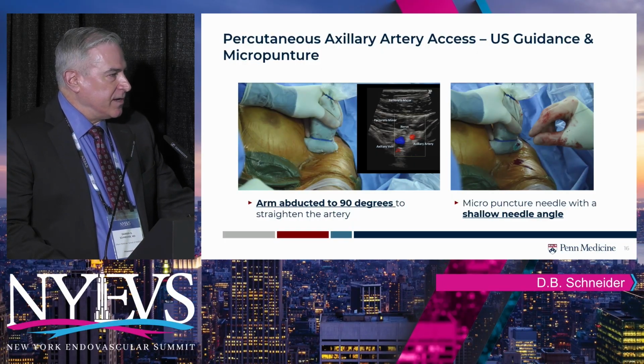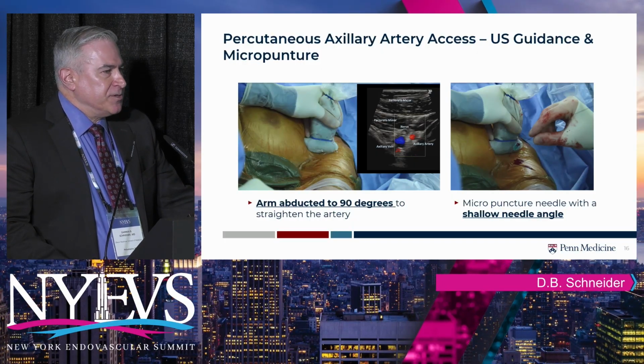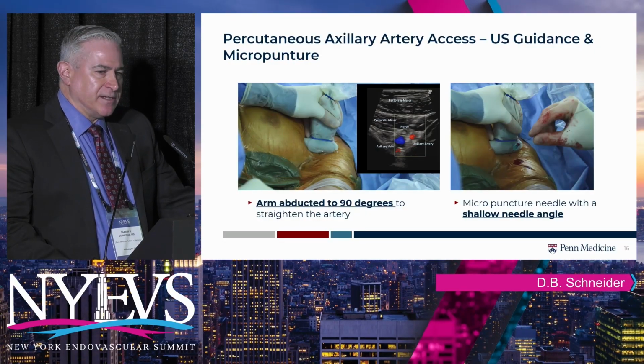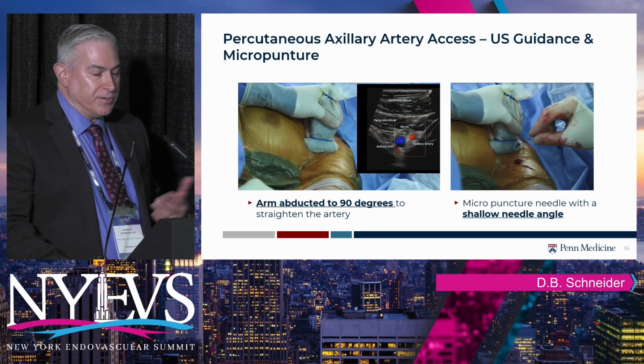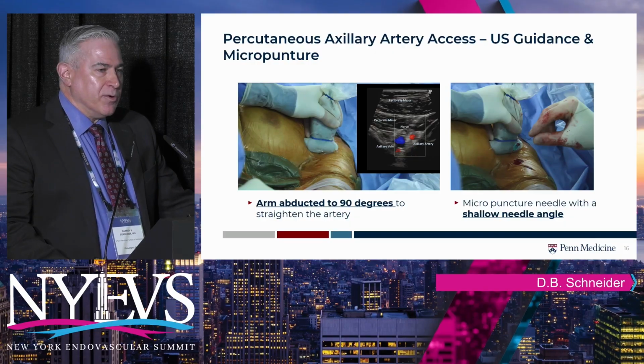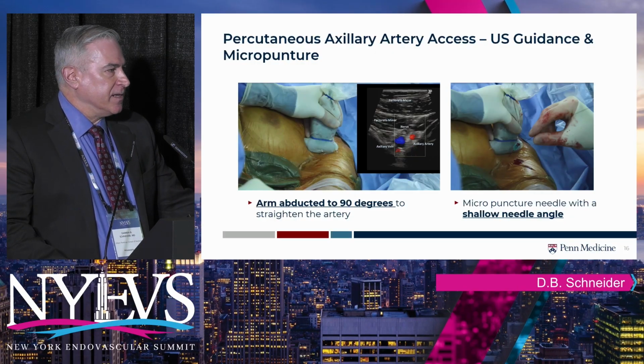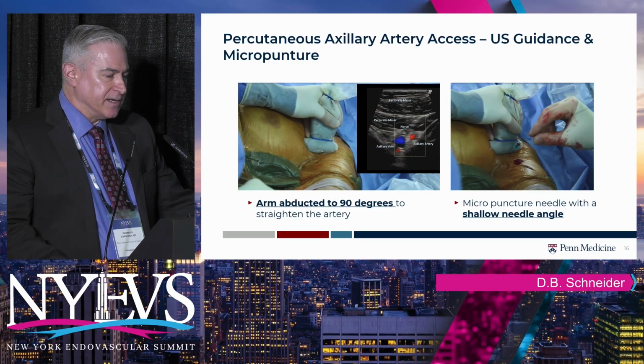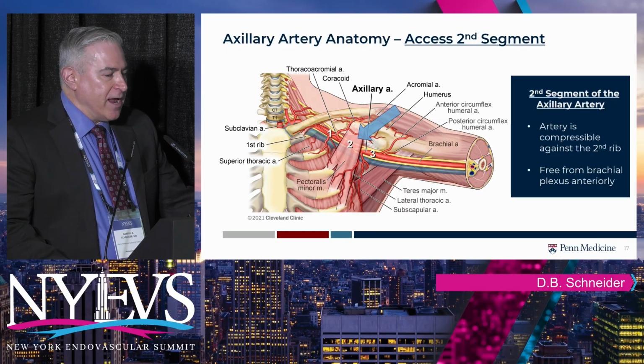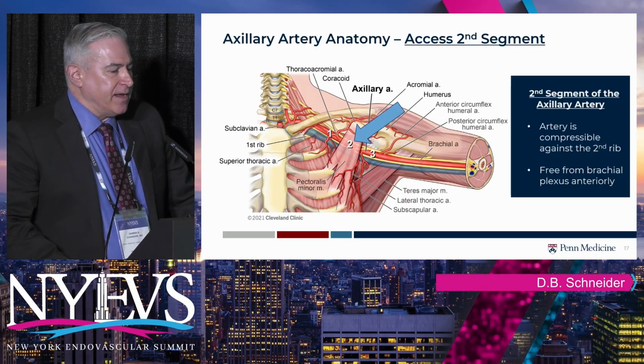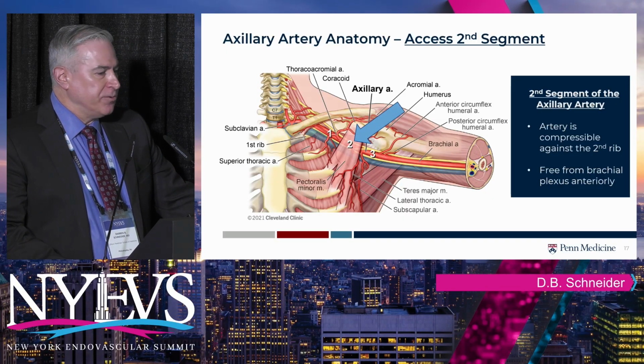We always use ultrasound guidance when we use micropuncture, and we use a more shallow angle to access the axillary artery than we do with the femoral artery because it can be mobile and it is a little bit deeper, and this facilitates tracking devices and catheters into the artery. We access the second segment of the axillary artery, so we actually puncture through the pec minor, and I found that this is really the best place and safest place to access the artery.